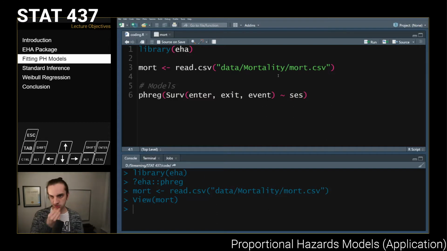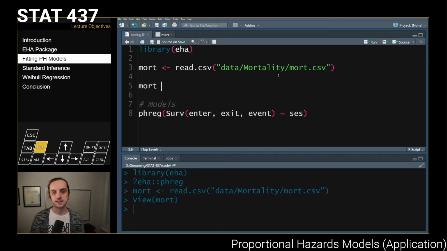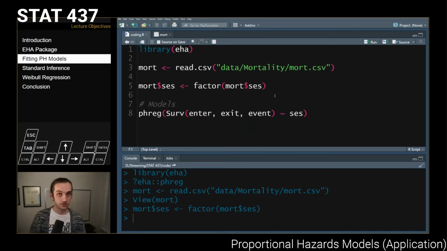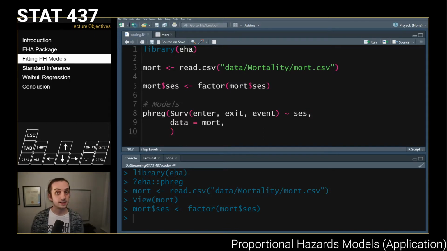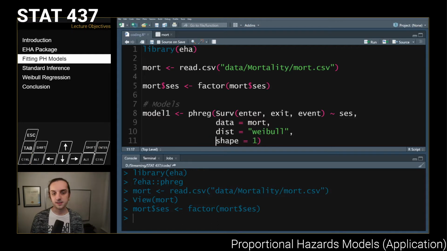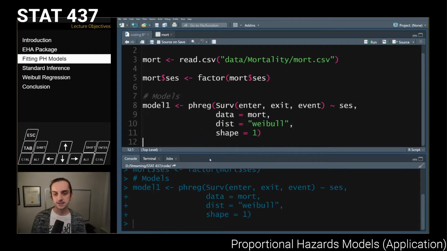Now, I do want to make sure that our socioeconomic status is considered a factor, and so I'm going to come up here and make sure that that's included beforehand, just so that we don't run into any issues with that. Then I can pass in the data here, and we can pass in the distribution. Now, let's say that we want to start with an exponential model, right? So we saw that in order to fit an exponential model, we should specify the distribution to be Weibull, and then we explicitly say that the shape parameter needs to be 1. So I'll call this model simply model1 and reformat this here, make everything a little bit clearer, but we can run this and we get this model fit.